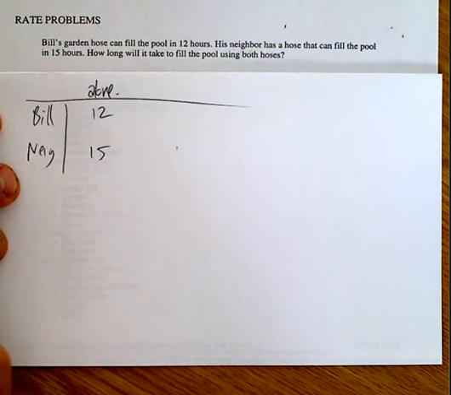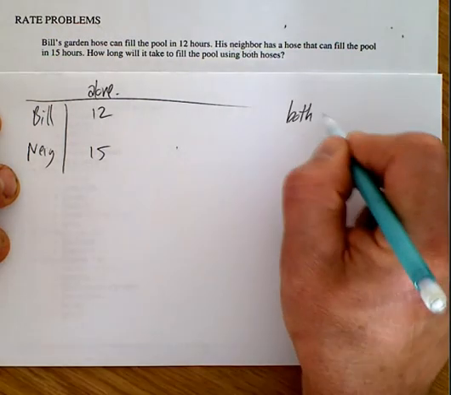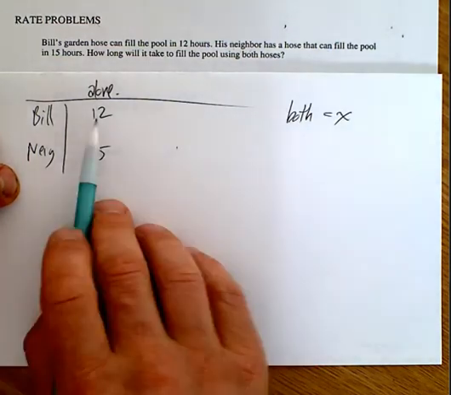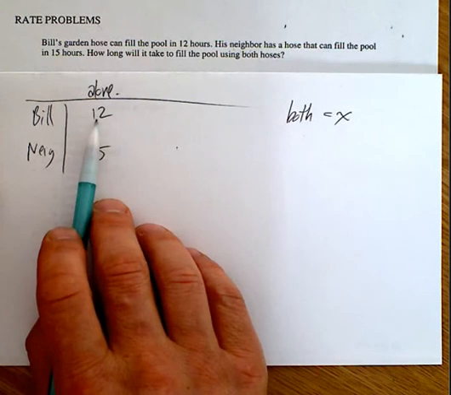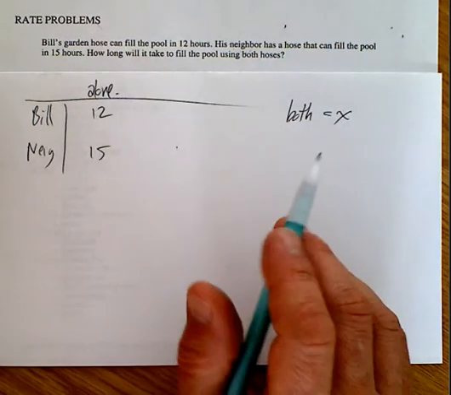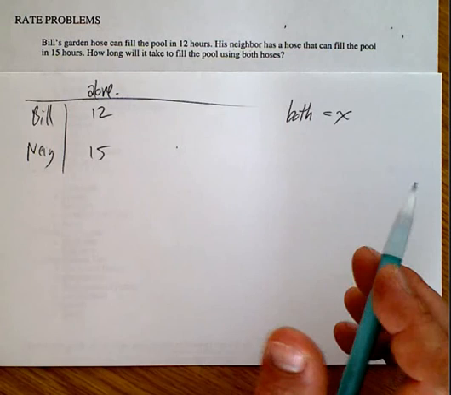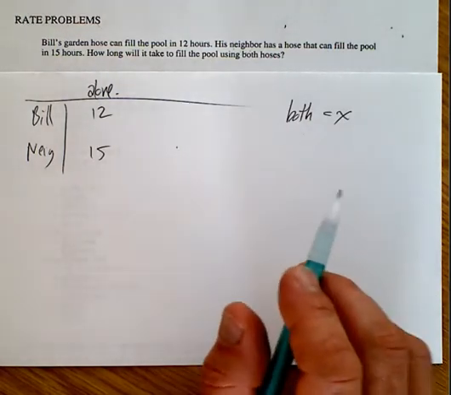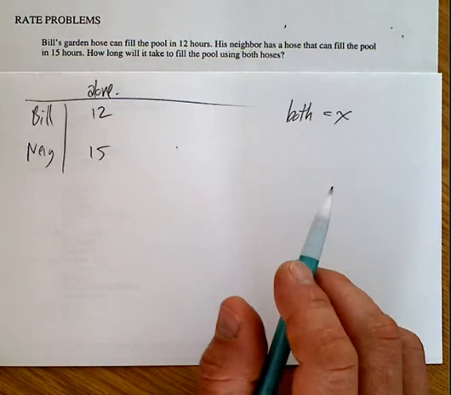Now this is where it gets a little confusing. You want to know how long it will take to fill the pool using both hoses. So both hoses is equal to x. That's time, hours, right? So think about it. If you're only doing Bill, and you had the hose there for 6 hours, that means he would have filled up half of it, right? 6 out of 12. After 4 hours, 4 out of 12. Okay, so 1/3 of the pool.